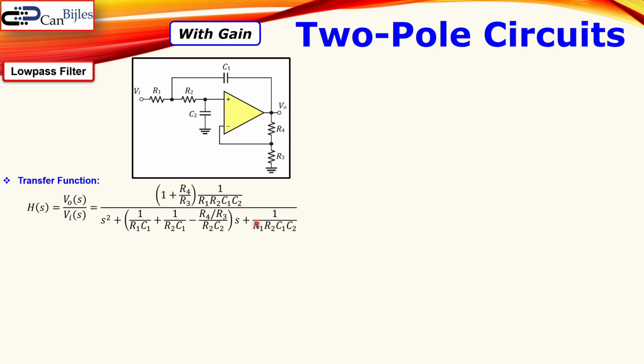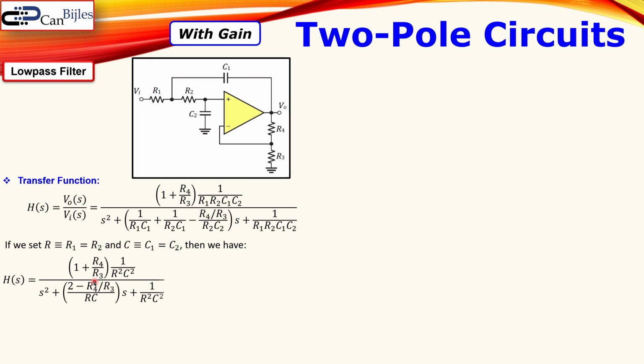We still have this 1 over R1, R2, C1 and C2. That's also the same here in the numerator. This has changed a little bit because of this R4 and R3. This is also the same as before for our low pass filter unity gain. Now, if we again make the simplification by making these two resistors exact same and these two capacitors exact same, just define it as R and C, then we have a more simple expression as shown here.